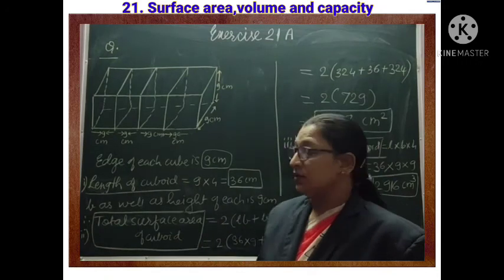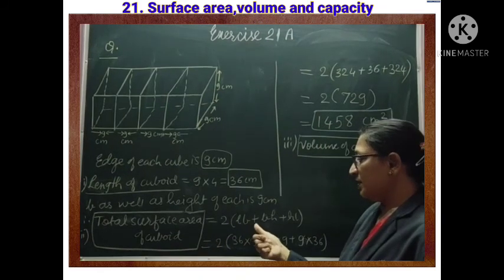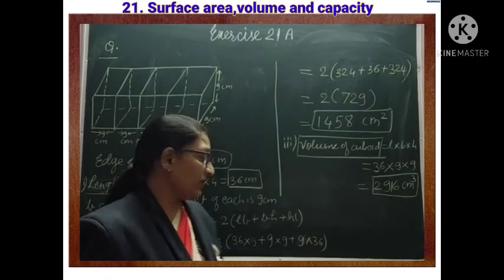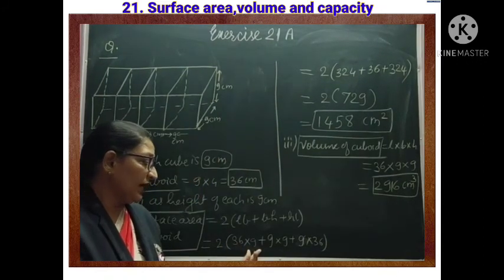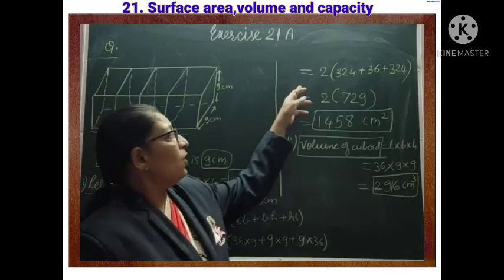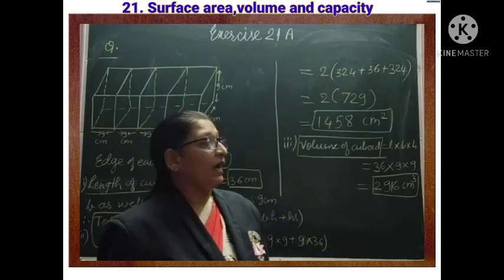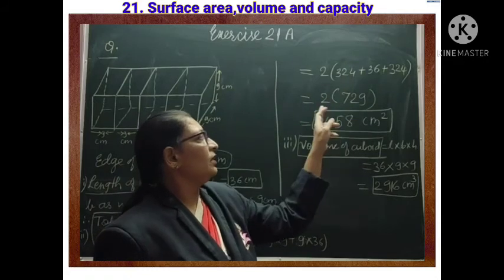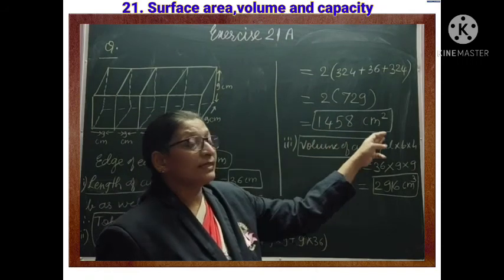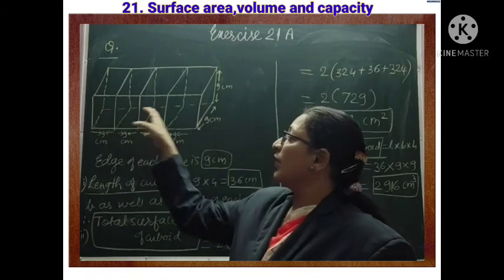From this we can calculate the total surface area of the cuboid by the formula 2 into length into breadth plus breadth into height plus height into length. Substituting the values, we get 2 into 36 into 9 plus 9 into 9 plus 9 into 36. So, 2 into 324 plus 81 plus 324. And the sum of all this is 729. On multiplying by 2, we get here 1458 centimeter square as the total surface area of the cuboid formed here.